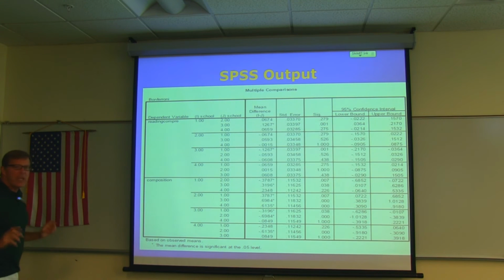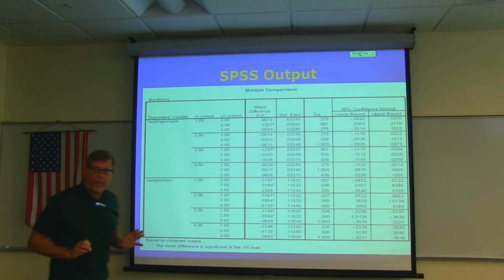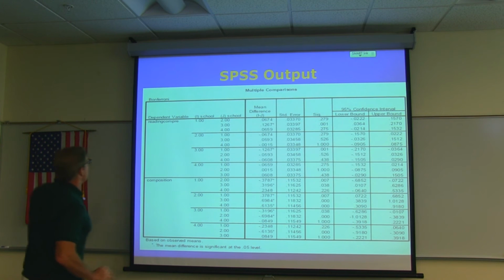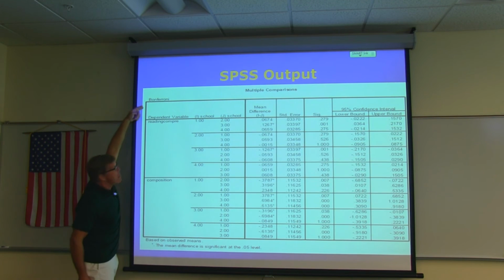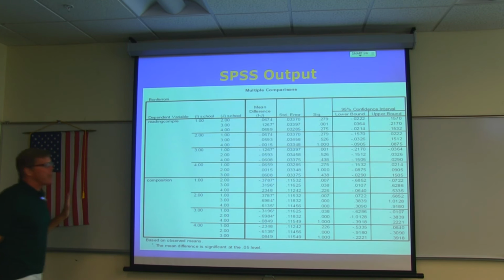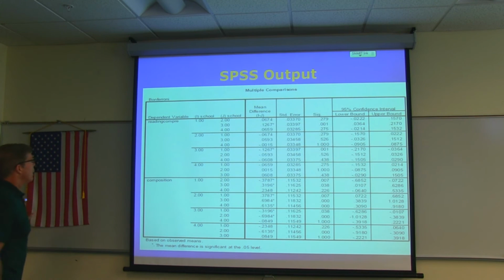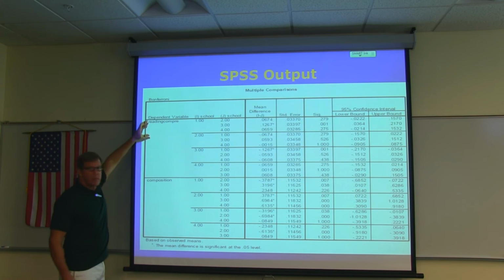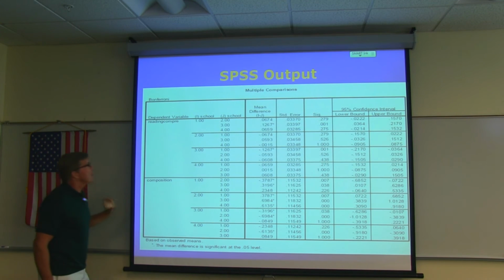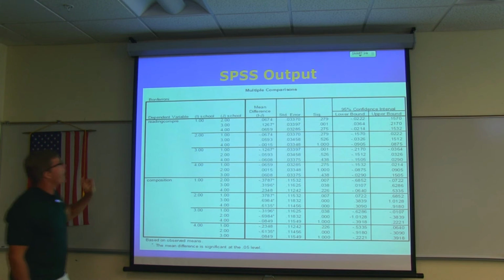Now we go even further. We get more specific with these Bonferroni post hocs. Now look at this screen. There's a lot of numbers here. Don't let this intimidate you. We have D1, dependent variable 1, dependent variable 2. Now look at what they're doing.